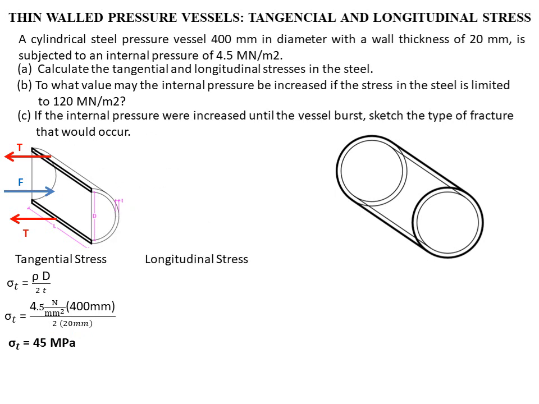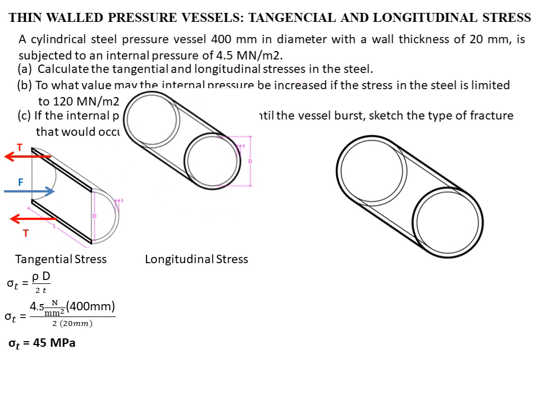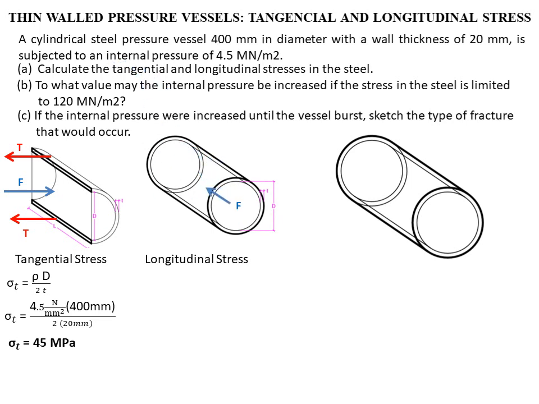Let's solve the longitudinal stress. Let's draw the illustration, with the internal force due to pressure and the internal force due to the resistance of the tank. From our formula, the longitudinal stress is equal to pressure times d over 4t. The pressure is the same, 4.5 megapascal, times 400 mm over 4 times 20 mm. So the longitudinal stress is 22.5 megapascal. As we previously discussed, the critical one is the tangential stress. It is always twice the value of the longitudinal stress. Let's proceed to letter B.